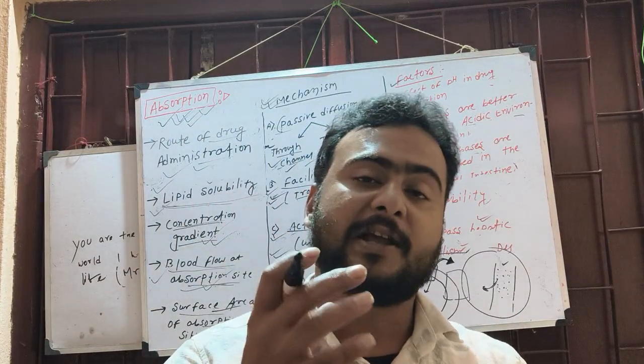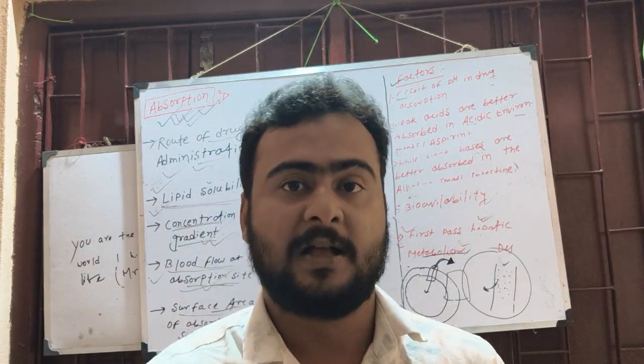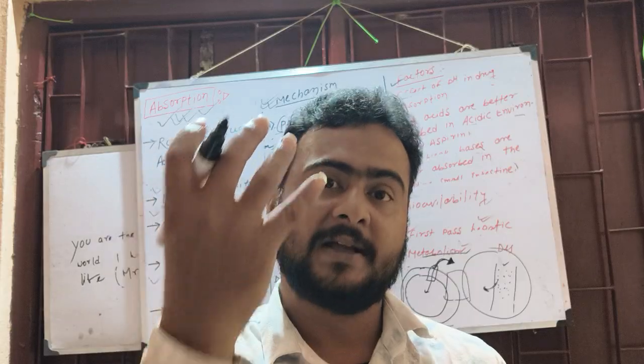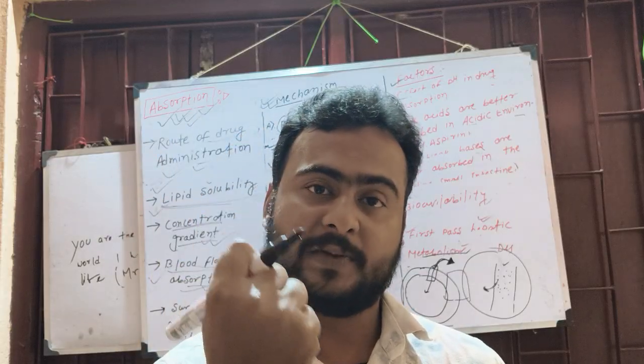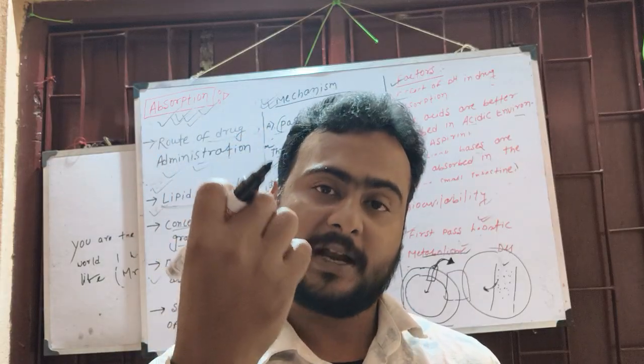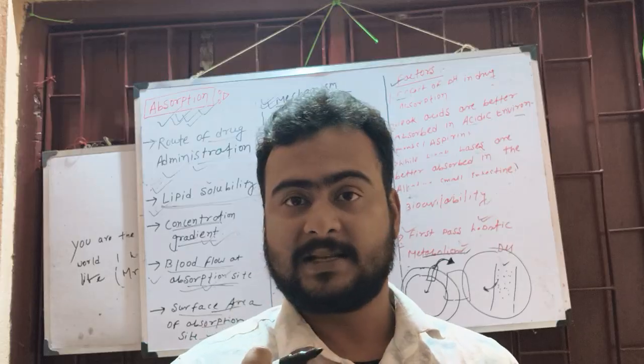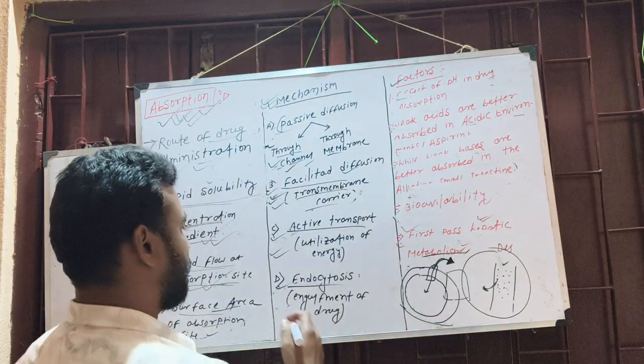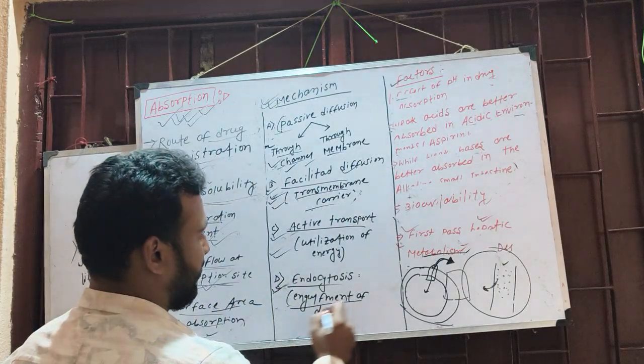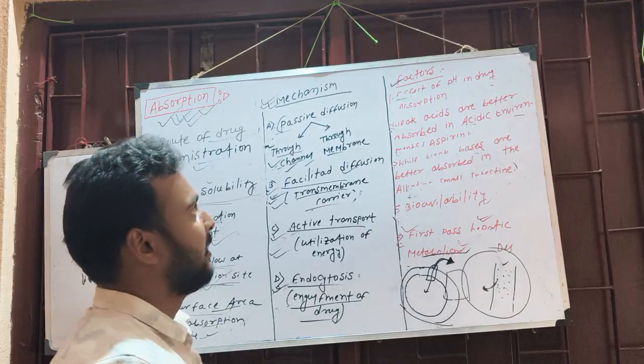In the endocytosis method, what is happening? Here there will be engulfing of the drug, meaning from the outer side there will be formation of a vesicle, and after that the vesicle will come inside the cell and the endocytosis process will happen. That is called engulfment of the drug.